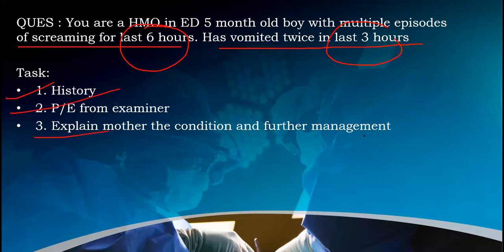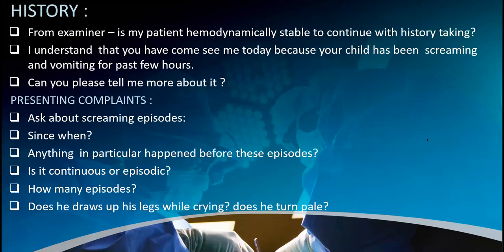The task is the same. So in this case, what you are going to do, you will say, obviously the same thing. So make sure you give proper reassurance to the mother, ask about hemodynamic stability. Everything is very important here. And ask about the dehydration status. Then after that, come back to the parent and say, can you please tell me more about it? Open-ended question. So then one by one, these screaming or crying episodes we need to ask in detail.